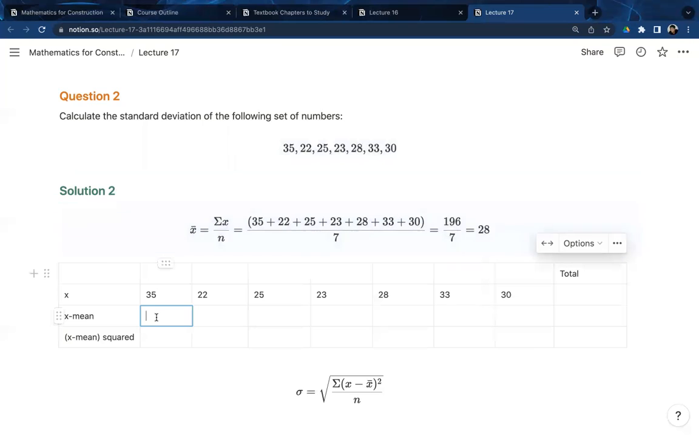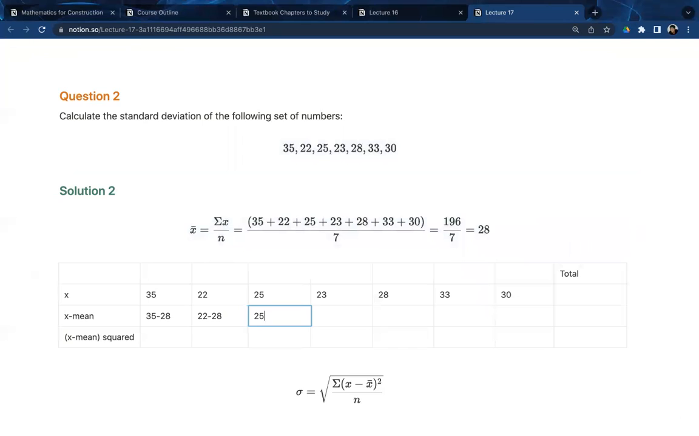So this is 35 minus 28, you know? This is 22 minus 28 and so on. 25 minus 28. Now we see the mean is an actual data point value. That will always be the case.